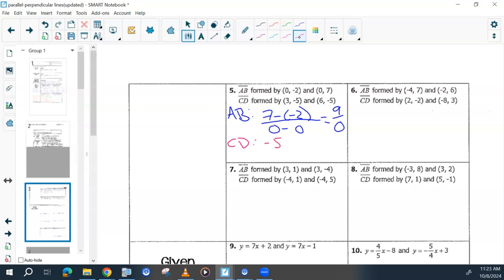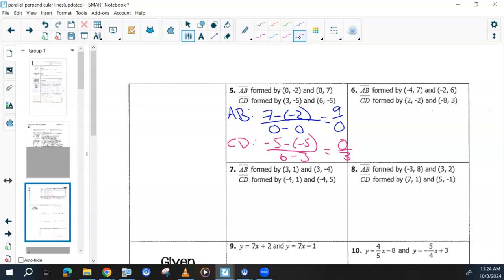And then -5 minus -5 over 6 minus -3. What would that slope be? 0/3. So right now, before I change anything, do we think these are going to be parallel, perpendicular, or neither? And that would make sense because they don't look the same.